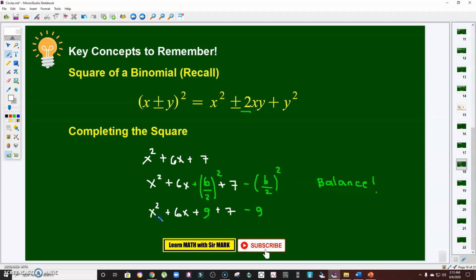So this one is already a perfect square, right? That is x plus 3 to be squared, and then 7 minus 9 is negative 2. So in other words, this expression can be written as this, involving a perfect square. Take note of this, because we're going to use it later on.